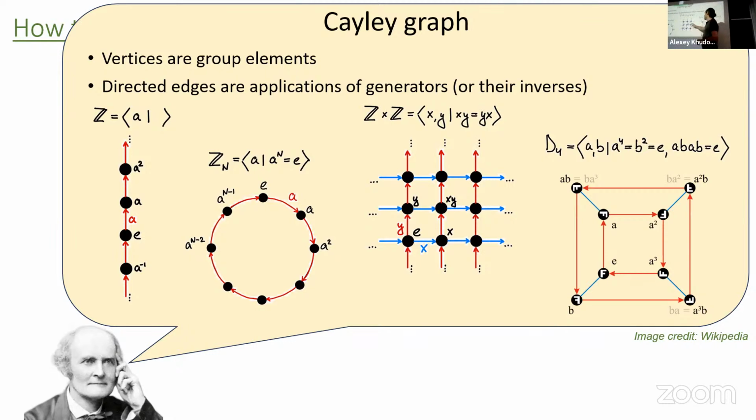Now for the group Z cross Z, the Cayley graph is a square grid where the blue arrow is the generator X and the red arrow is the generator Y. And you can see this relation as a small closed loop on this graph because XY is equal to YX. And this is a Cayley graph for the group D4. So one lesson that I want you to learn from these Cayley graphs is that any word that multiplies to the identity is a closed loop on the Cayley graph. And the generating relations of the group are in some sense the elementary closed loops on the Cayley graph.